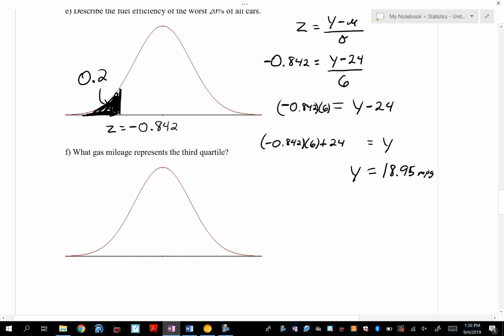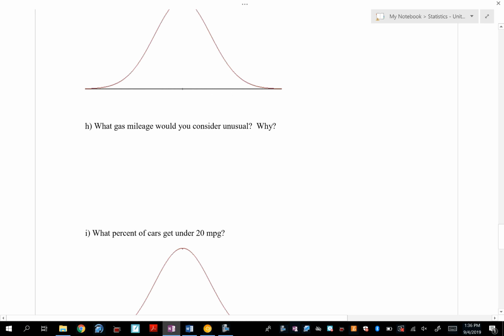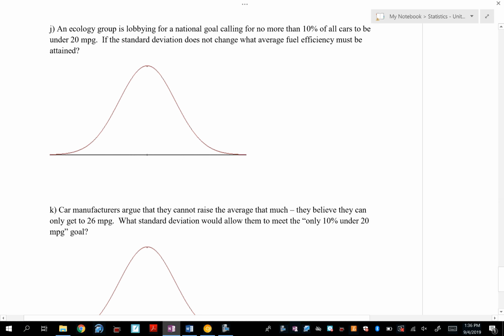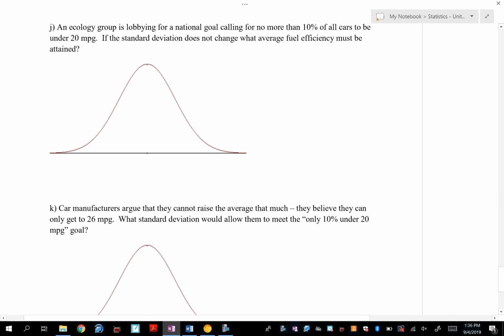We're almost there. Two more. I want to skip to J, the last page. Skip to J. Okay.